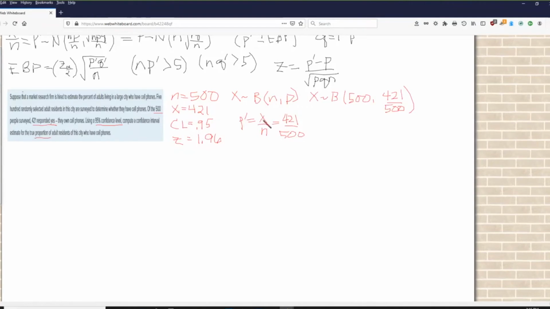Okay, so our P prime, which is our estimated proportion of success, is going to be the number of successes divided by the number of trials. That's 421 divided by 500. When I solve the math, that's going to give me 0.842 for my estimated proportion of success. Now Q, my estimated proportion of failure, is going to be 1 minus P prime. So that's going to be 1 minus 0.842, which is going to give me 0.158. That's my estimated proportion of failure.